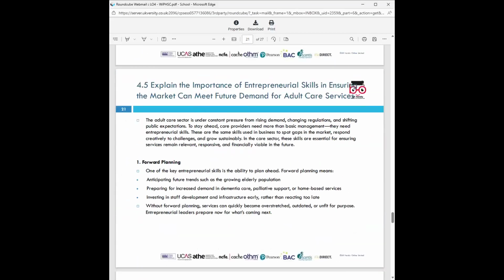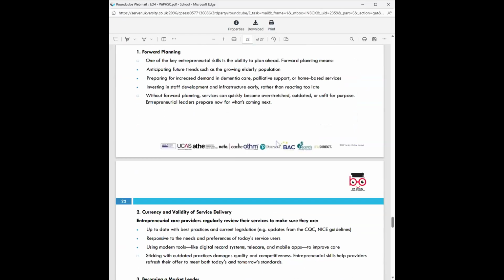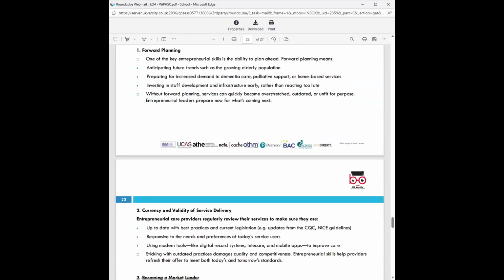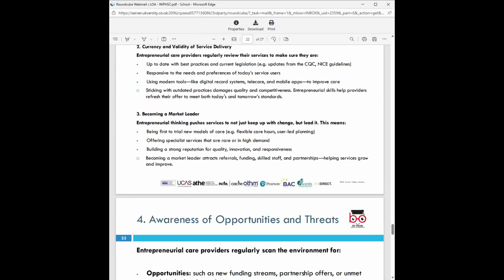4.5, explain the importance of entrepreneur skills in ensuring the market can meet future demand for adult services. Forward planning. It's really important to forward plan, anticipate future trends, prepare for increased demand, make sure you are also aware of currency and validity of service. So make sure it's up to date, responsive, and using modern tools.